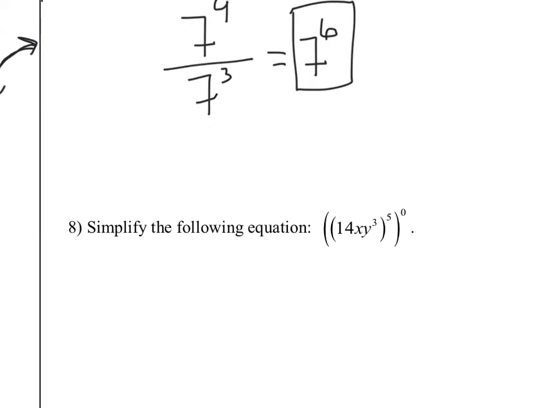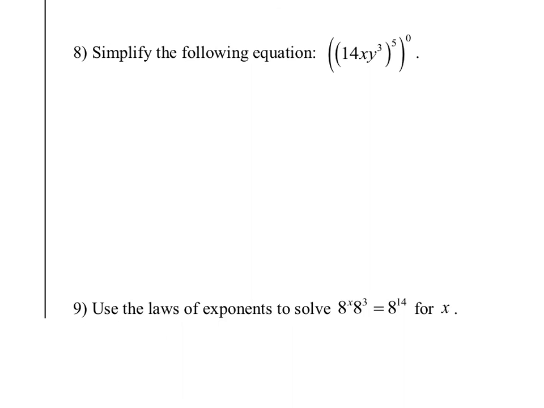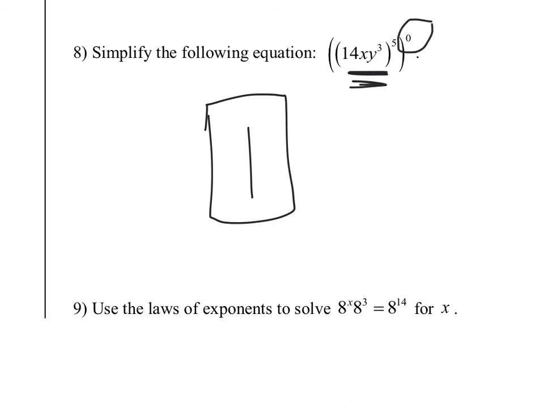All right, question number 8. Anything to the 0 power is what? It's 1. So I'm not going to do any of this stuff in the middle here. I don't really care what's in there. We've raised it to the 0 power, which means that's the number 1.